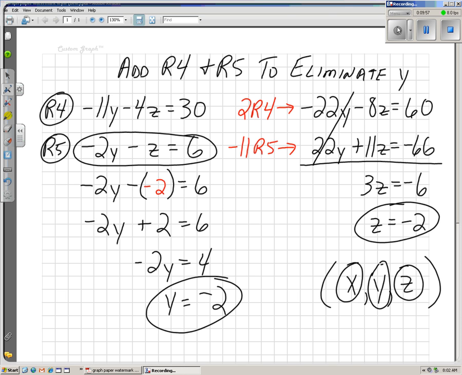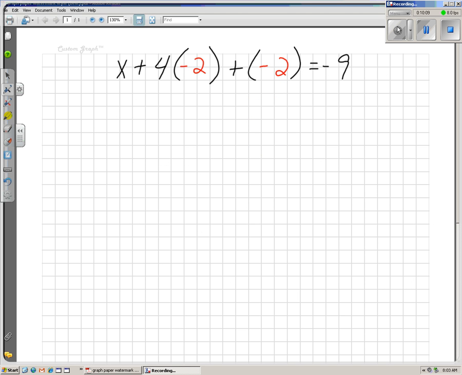Notice on this one here, I picked row 5 for my substitution just because it looked easier. It would have worked in row 4 too. Go back to row 1, 2, or 3, pick out whichever one looks easier, put in your y, put in your z, and figure out what x is.